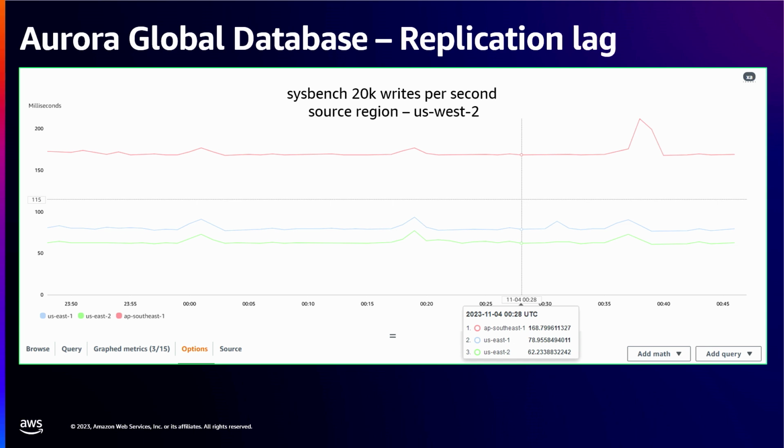Now, I just wanted to show an example of some real region here. I'm using Sysbench, doing 20,000 writes per second, so it's a decent workload, right? My source region is US West 2, and I'm replicating to three different regions in this example. The first one is AP Southeast 1, so that's Singapore, for everyone who doesn't know the regions and how they map up. There's too many now.